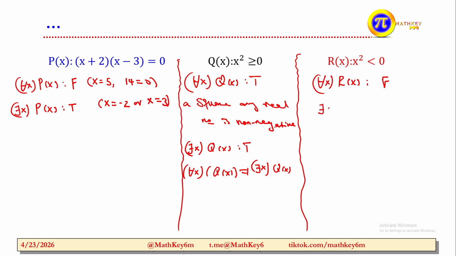At the same time, there exists x such that r of x. Can you find any x whose square is less than 0? No, we can't find. It is false. So if it is false for all x, we can't find any x that satisfies x square less than 0 የሚሆን ማግኘት አንችልም። ለሁሉም xዎች false ከሆነ existential ምን ይሆናል ማለት ነው? false ይሆናል ማለት ነው። Quantifier ማለት that means which element of the given domain satisfies the properties of the open proposition, that is p of x, q of x, r of x.